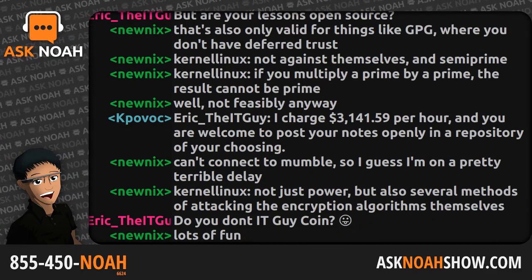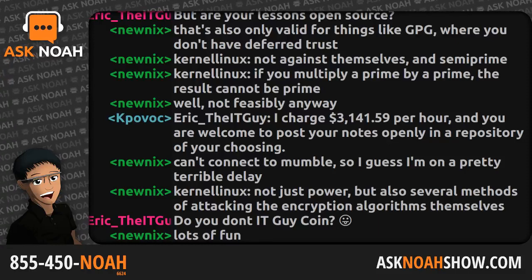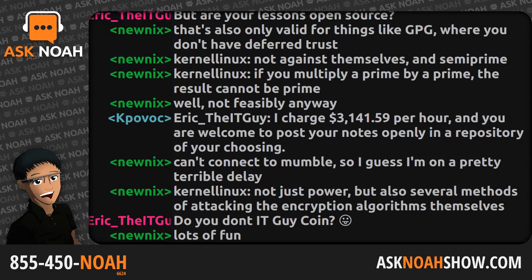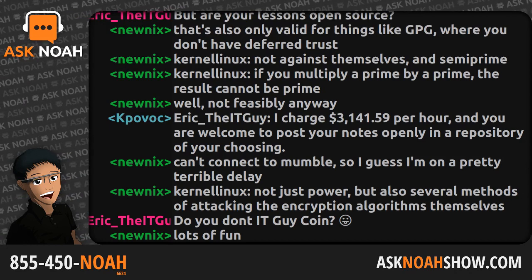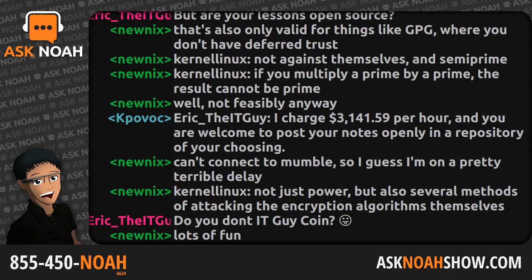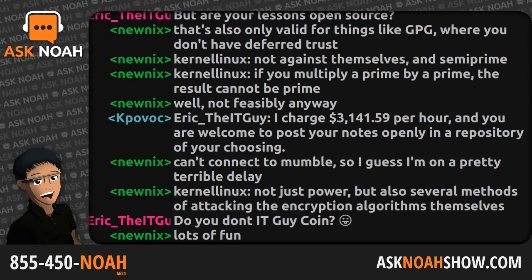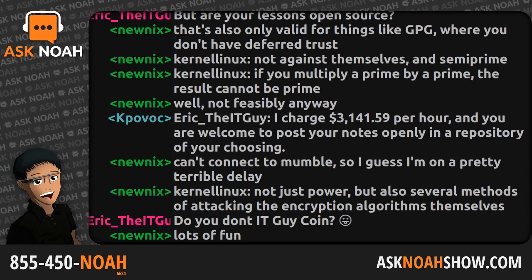Unix in the chat room says, not just power, but several methods of attacking encryption, algorithms themselves. But at the end of the day, no matter which method you're using, the time that it takes to crack encryption essentially boils down to two factors, time and computing power. Now, there's a number of different methods, but they all require time and computing power.